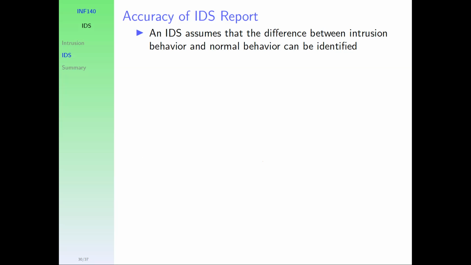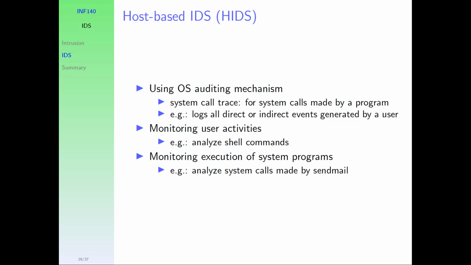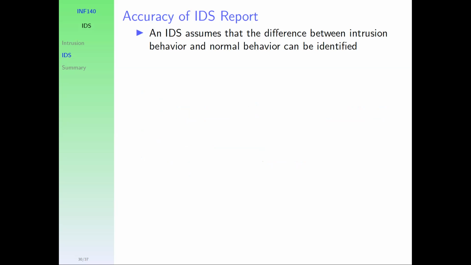So here we have introduced the general idea of intrusion detection. And we mentioned that in the end, it will give you a report or indicator of some behaviors. We need to discuss the accuracy of this IDS report. In the assumption, the IDS assumes that the behavior of normal users and malicious users can be distinguished. But still, they have overlapping behavior.